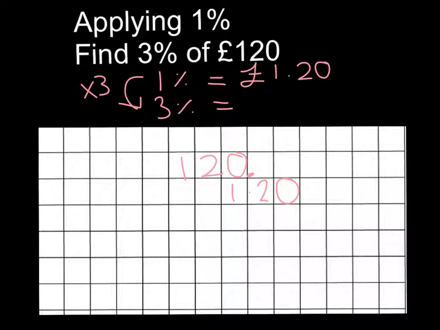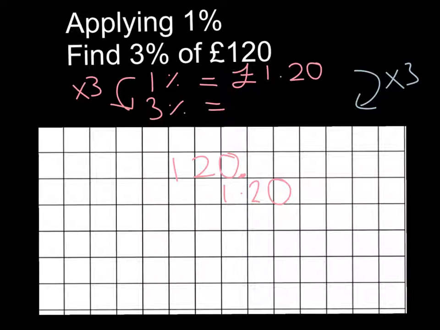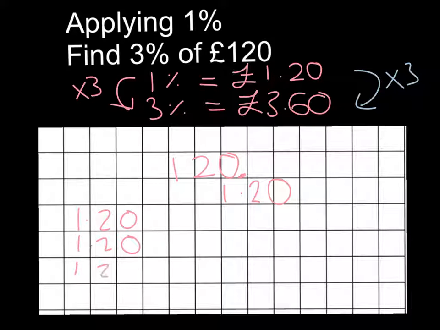And we wanted 3%, which is 3 lots of it. So depending on how strong your times tables are, 3 lots of £1 is £3, and 3 lots of 20p is 60p. So that's £3 and 60p. If in doubt, remember you could always write it out: £1.20, £1.20, and £1.20, and use your addition. So nothing, 2, 4, 6. And then 1, 2, 3, so giving you the same answer.